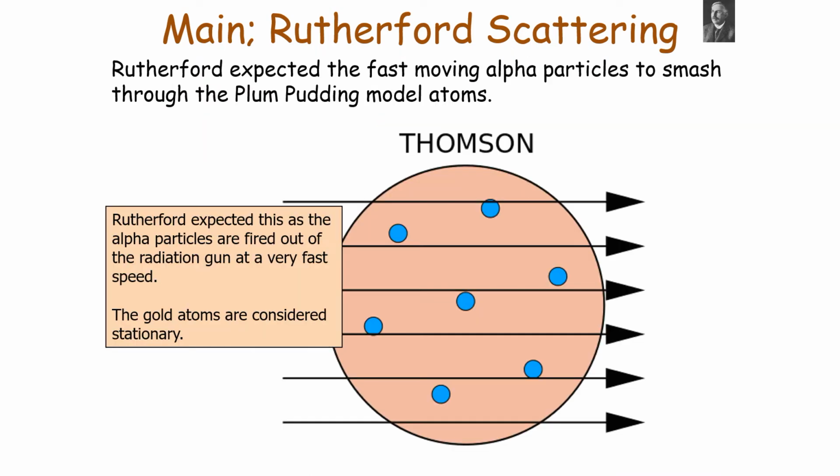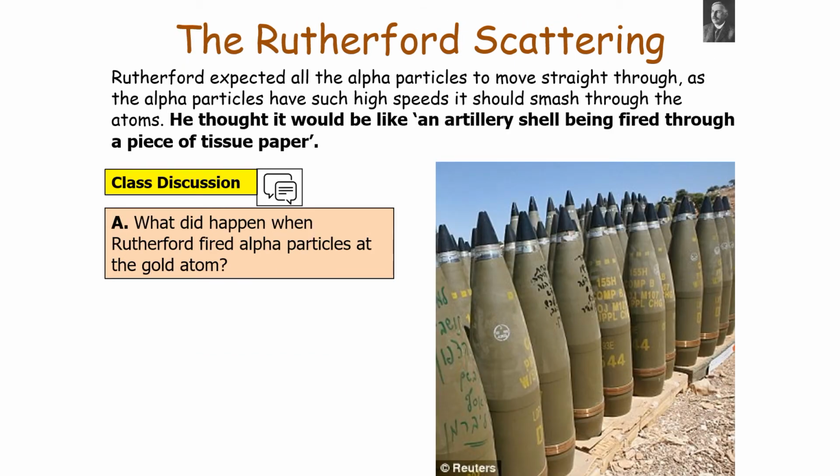So Rutherford expected the fast moving alpha particles to smash straight through the plum pudding model atoms. Because the alpha particles are traveling extremely quickly, the gold atoms are considered stationary, so they'd smash straight through. He thought it would be like an artillery shell being fired through a piece of tissue paper.